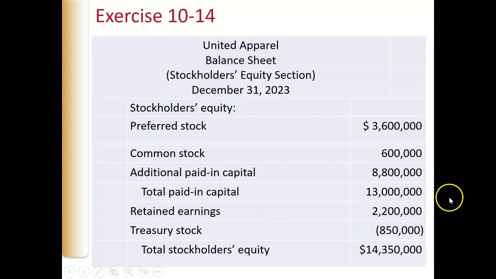So you see here, we would show our preferred stock, our common stock, our additional paid-in capital for the total paid-in capital, then our retained earnings, then our treasury stock. But guys, do you see the key here? Treasury stock is a contra account. It is a minus. So our true stockholders' equity here is $14,350,000. Don't forget that if a quiz asks you to do this. Okay? You don't add treasury stock, do you? You subtract it.